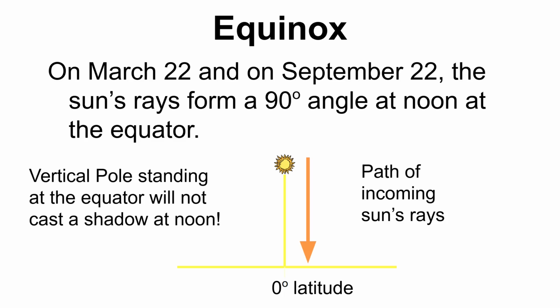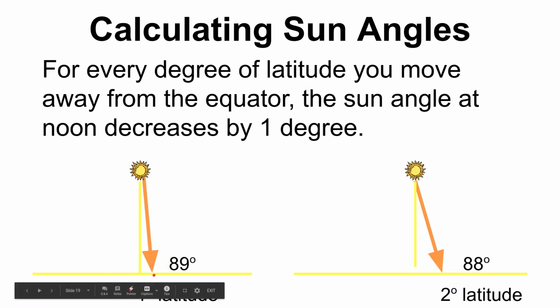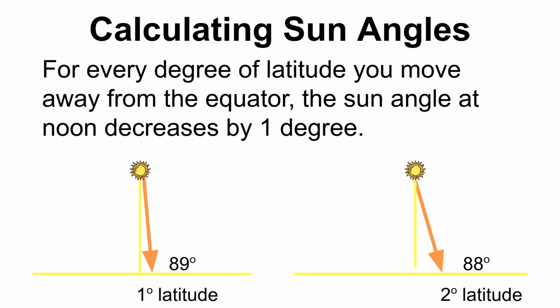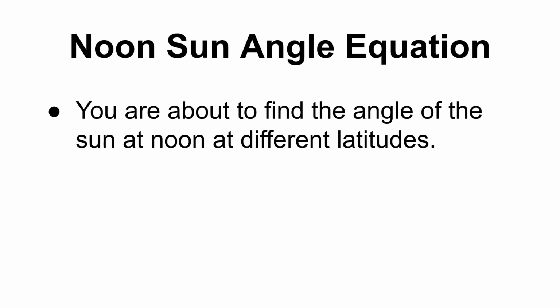But what if you're not exactly at the spot where the subsolar point is? For every degree you are away from the subsolar point, the sun is 1 degree off of vertical. If you were at 2 degrees latitude, the sun would be 2 degrees off of vertical, so the angle of the sun to the horizon would be 88 degrees. For every degree you are away from the subsolar point, the sun is that many degrees away from vertical.